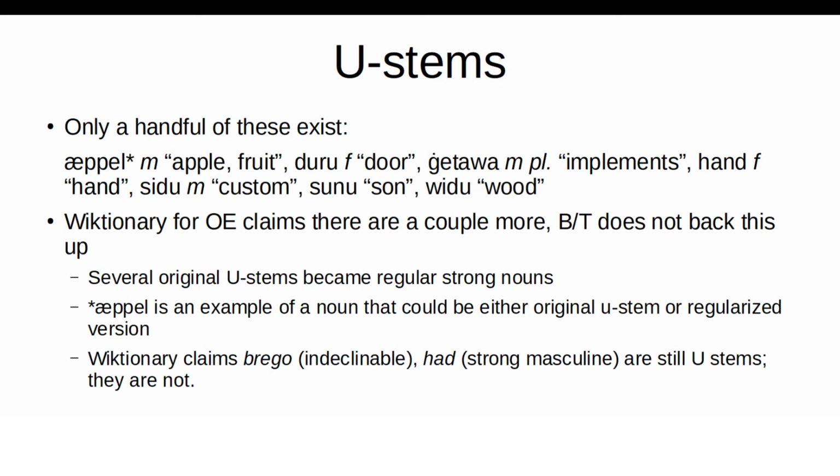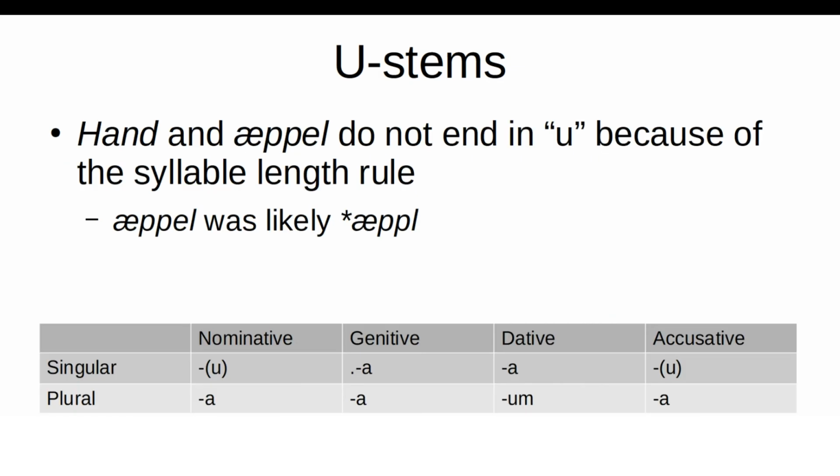So those are the only ones that exist. Don't trust Wiktionary on this. I actually fixed another example. I'm not going to tell you which one that is because I don't want to give you the idea that it is a u-stem, but I fixed it myself. So hond and appel do not end in u because of the syllable length rule.